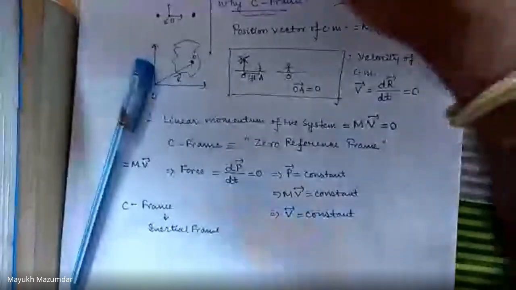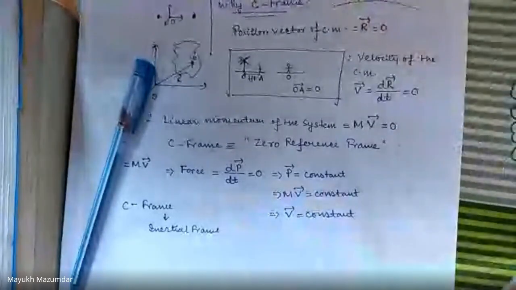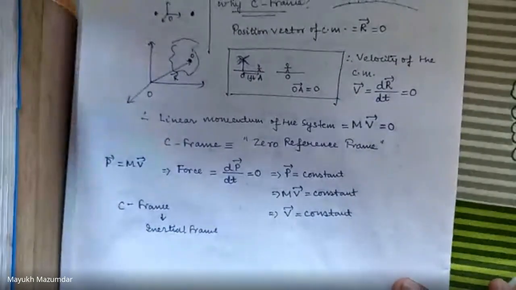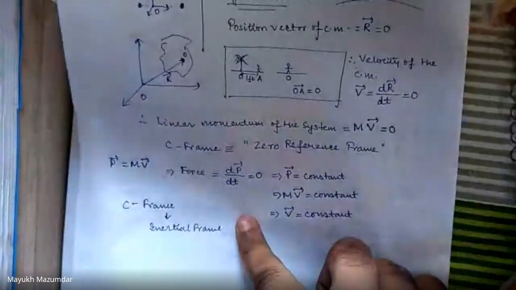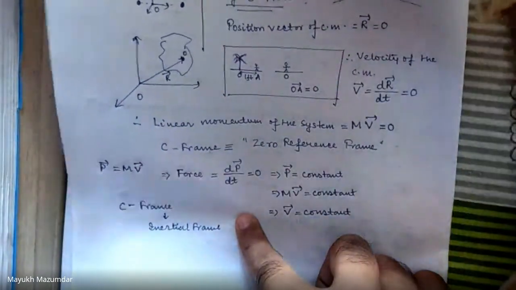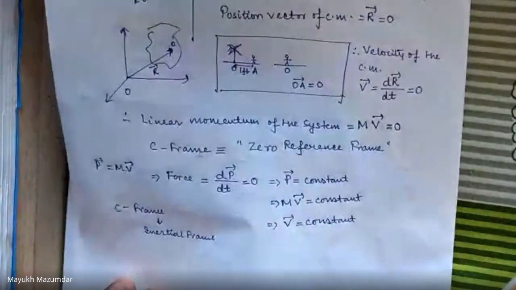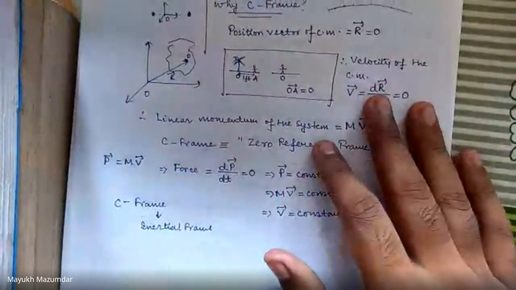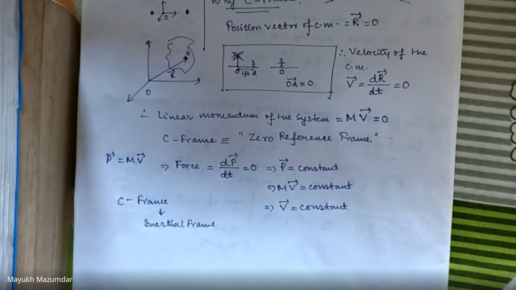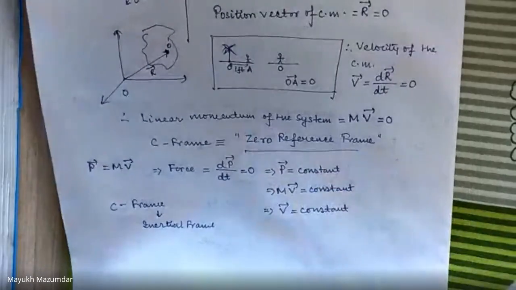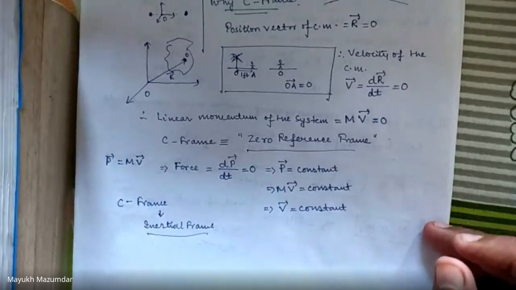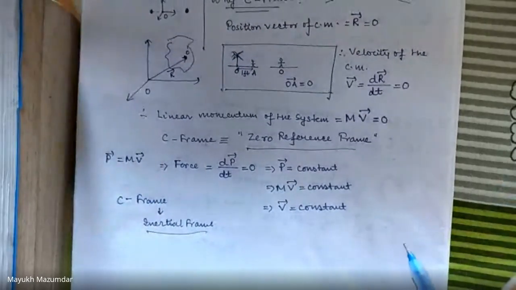So is everyone okay with the two frames? Expect questions in the exam from this part, in any exam: your semester exam, unit test, or maybe if you sit for any competitive exam. So you can get a few short questions from here: why this frame is called the zero reference frame, show that it is an inertial frame, then define center of mass frame.